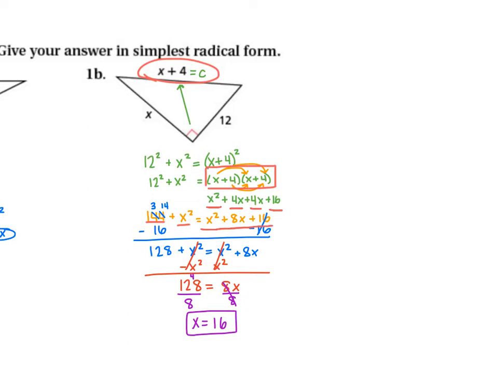And then you want to solve. So in this example, she subtracted 16 from both sides and ended up here. 128 plus x squared equals x squared plus 8x. Subtract x squared from both sides. They cancel out. And you get 8x equals 128. And divide 128 by 8. And you get 16.